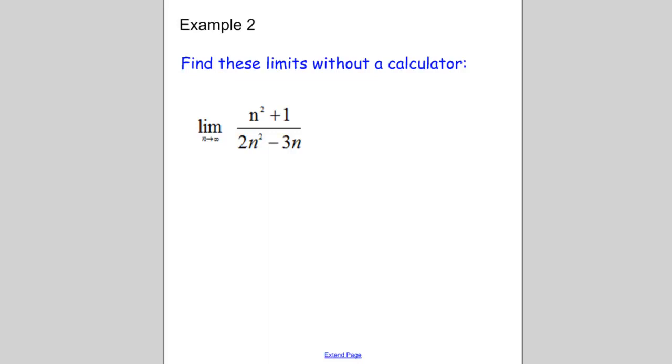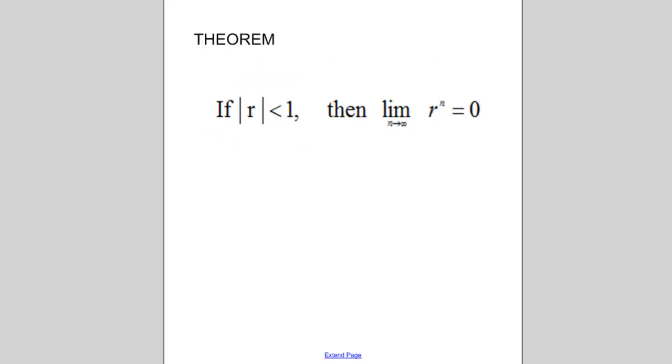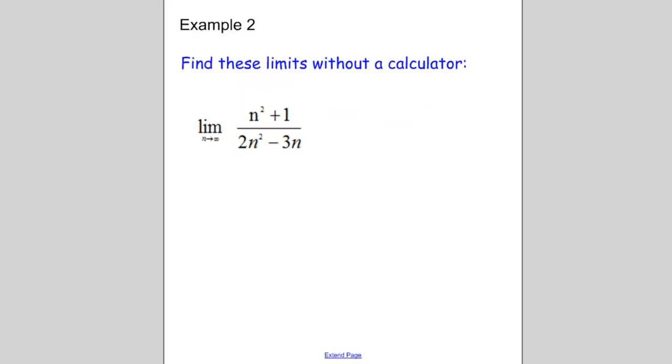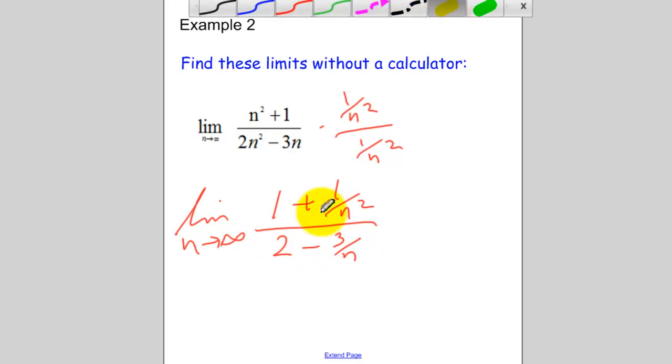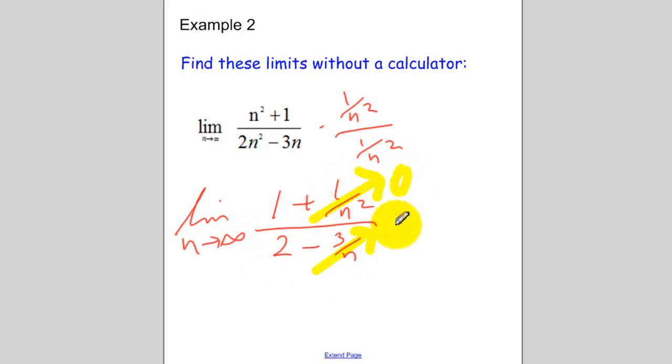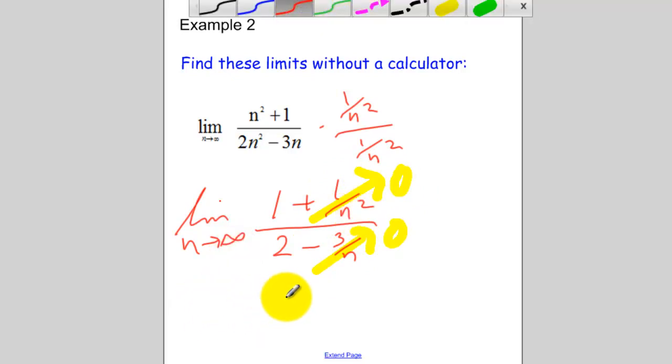So find these without a calculator. Well, our trick here is to try and use this idea over and over again. So what we can do is multiply this by 1 over n squared over 1 over n squared. So we get the limit as n goes to infinity of 1 plus 1 over n squared all over 2 minus 3 over n. And now as n goes to infinity, these terms fall out. So let's write that down, that these go to 0, just those terms that have the over n in them. So that we end up with 1 half.